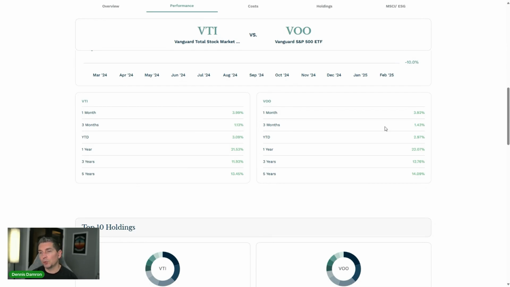When you start going up to 3 months, you can see the VOO is outperforming. Year to date, we still have the VTI performing. And then of course a little bit more on the year with the VOO, and the exact same with 3 years and 5 years. And if this trend continues, the VOO could outperform the VTI this year as well.